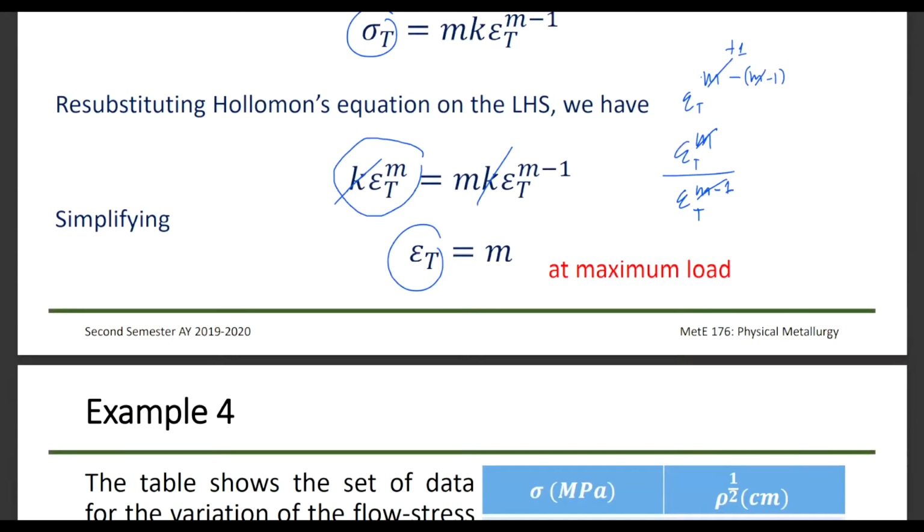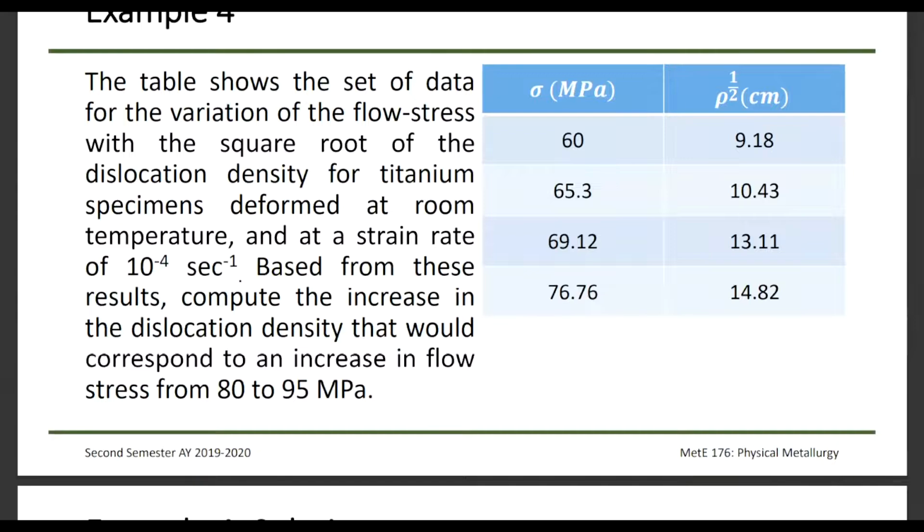Sige. So continue tayo sa example 4. So the table shows the set of data for the variation of the flow stress with the square root of the dislocation density for titanium specimen. So, kumbaga given, this is our experimental data, no? So, meron tayong nakuha from a tensile test, yung stress na kailangan para i-deform siya given a particular dislocation density.